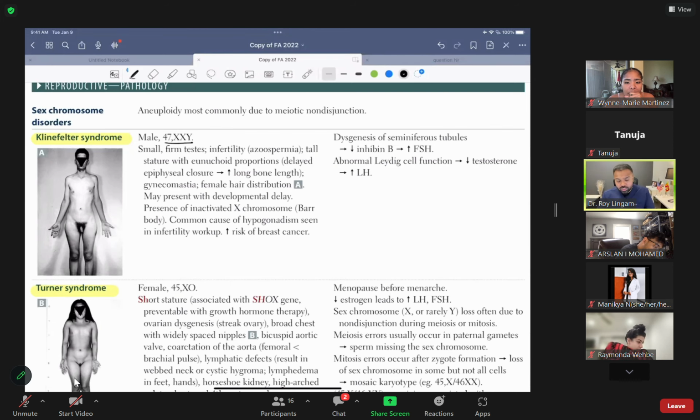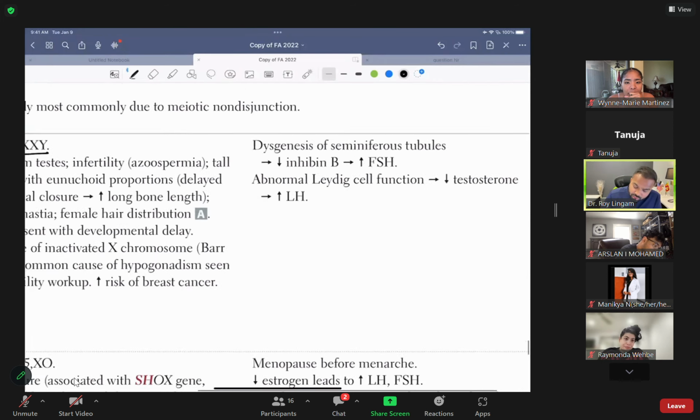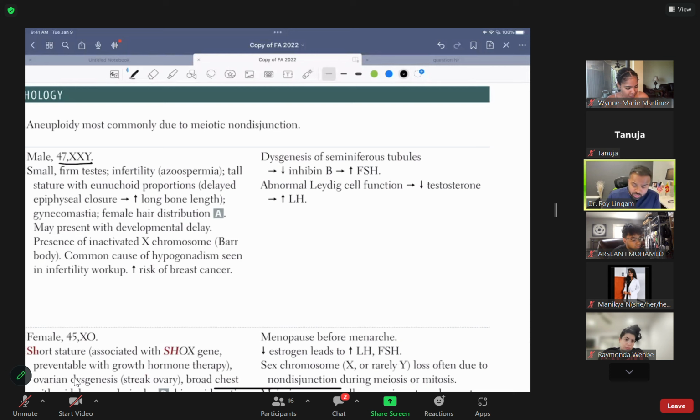Talking about the symptoms, they put this arrow up and down question, which is very important. What's the exact problem with Klinefelter? Dysgenesis of the seminiferous tubules. Those tubules were not developed properly. Therefore, they cannot secrete inhibin B. Usually the seminiferous tubule secretes inhibin B. That inhibin B goes to your pituitary and inhibits the FSH because of negative feedback.